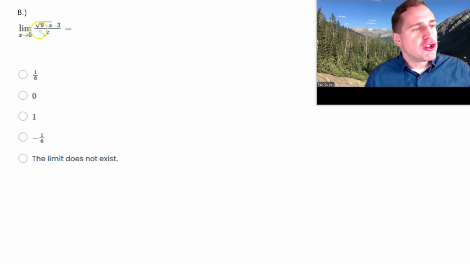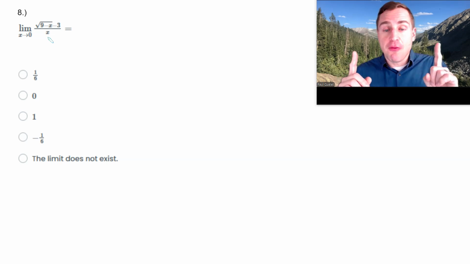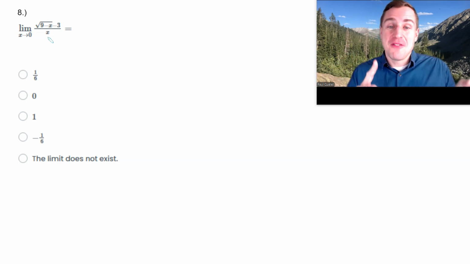In other words, we should be able to take this fraction and somehow simplify it or change it so that we can get it to no longer be 0 over 0 form. We can find what its limit is. Now, 0 over 0 form means you don't know if it's 0, infinity, or if it's a number. We're going to find out.